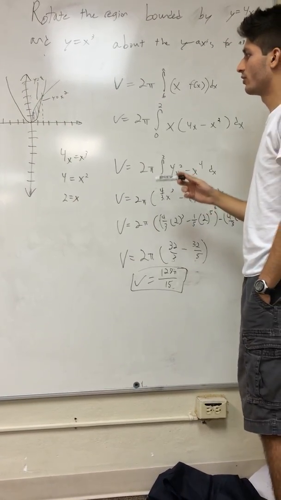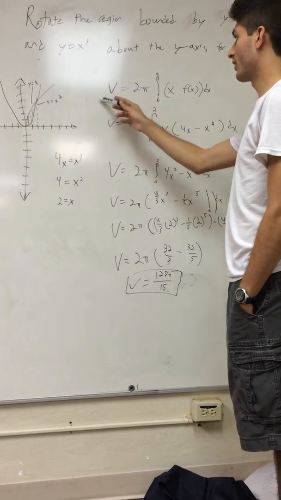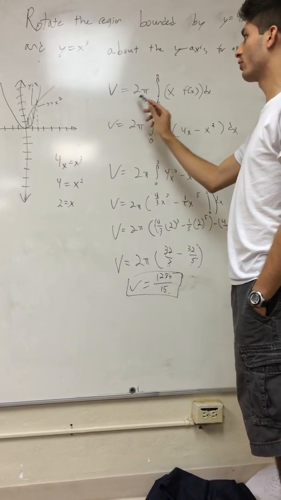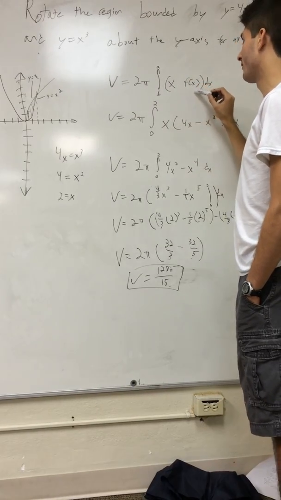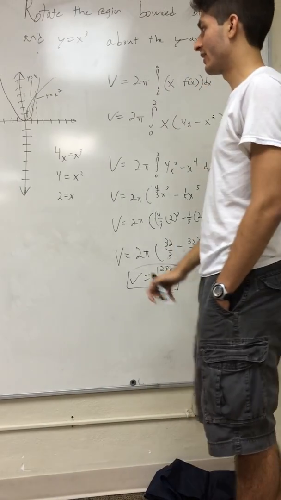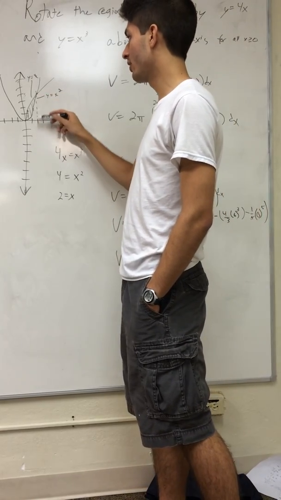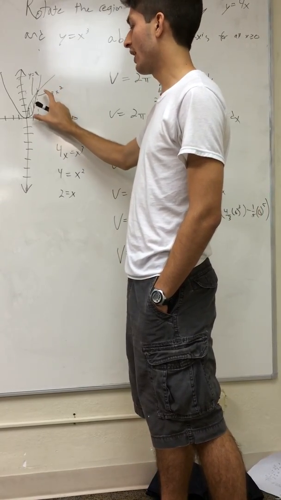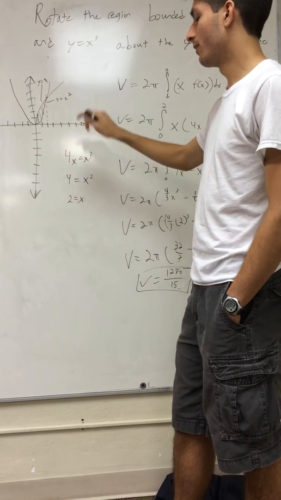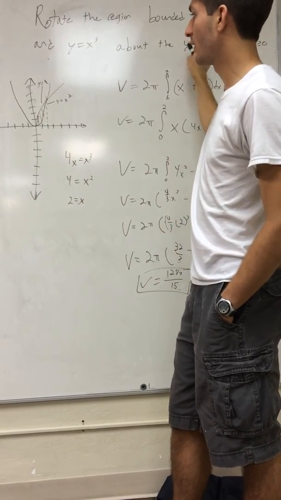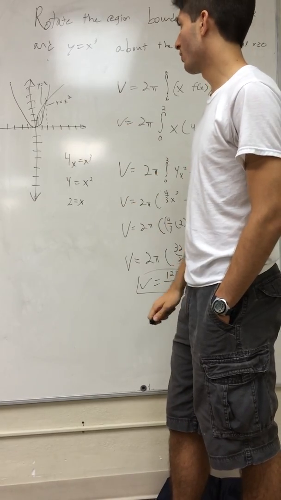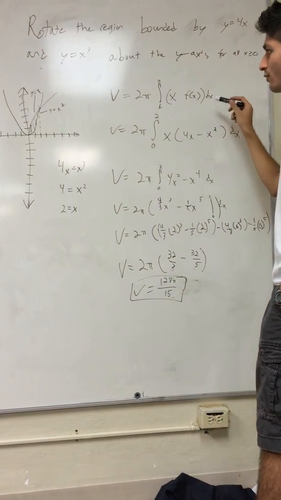To do this, we first need to write down the formula for a volume, which is volume equals 2 pi times the integral from a to b of x times f of x dx. What that's saying is that if you spin this area around the y-axis, because that's what we're rotating it around, the volume is determined by this formula.